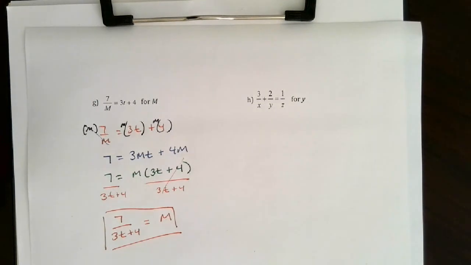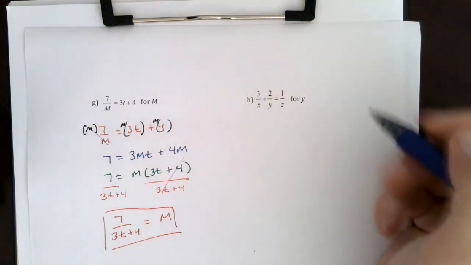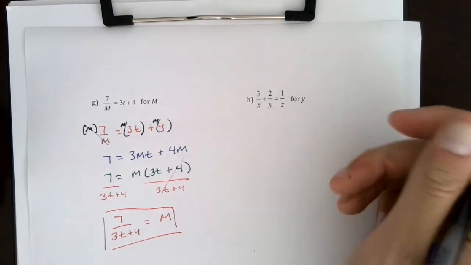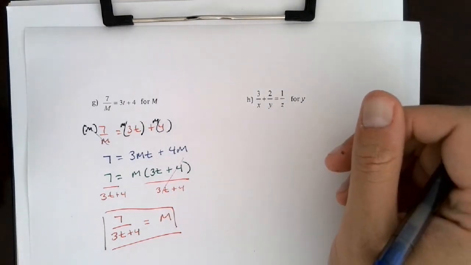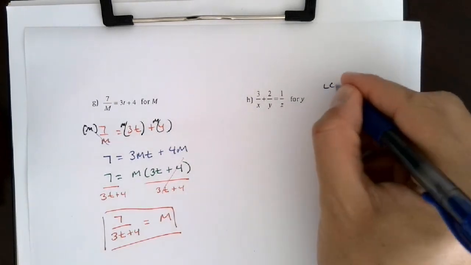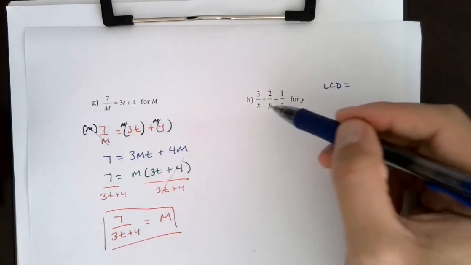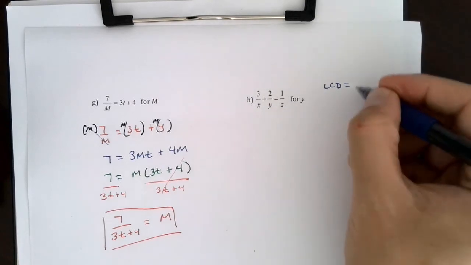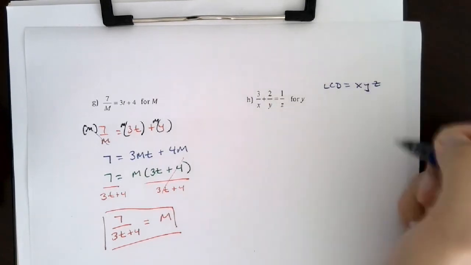For letter H here, you have an equation with fractions. They're asking us to solve it for y. Y is in the denominator. The first thing I would do, though, is try to clear the fractions out. Make this easier to solve. So you want to find the LCD. The LCD in this case, x times y times z, is the least common denominator for all three fractions.